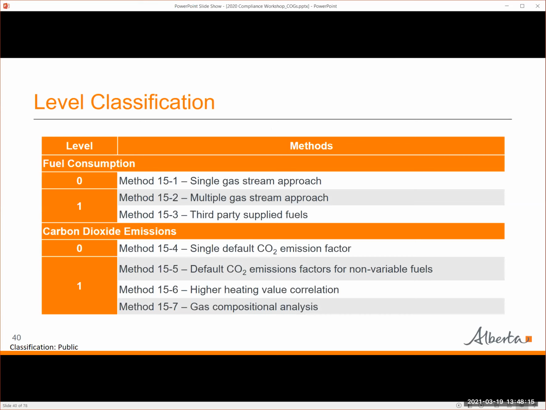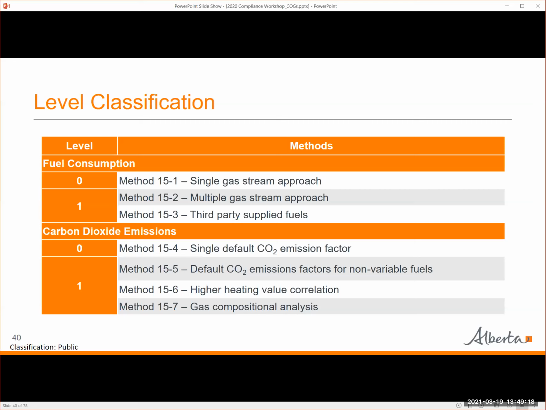The methods generally in the quantification methodologies document are separated out by levels, where generally higher level numbers are more accurate methods, and often may require additional data or more data than the lower level methods. So for Chapter 15 for emissions, we've got a couple of levels for fuel consumption, a couple of levels for carbon dioxide. On the fuel consumption side, there's a single gas stream approach. So that's really looking at all the fuels that are reported in Petronex for a conventional oil and gas facility, and treating them together as one bulk source with default emissions factors.